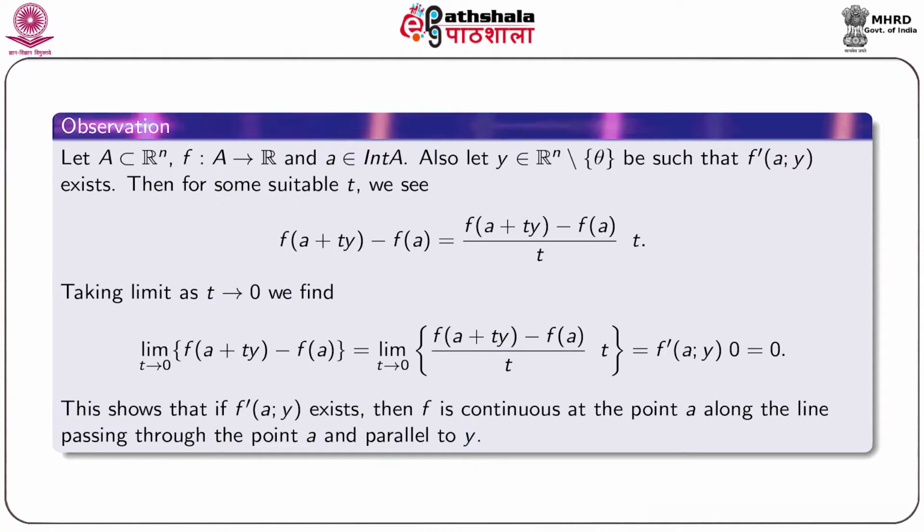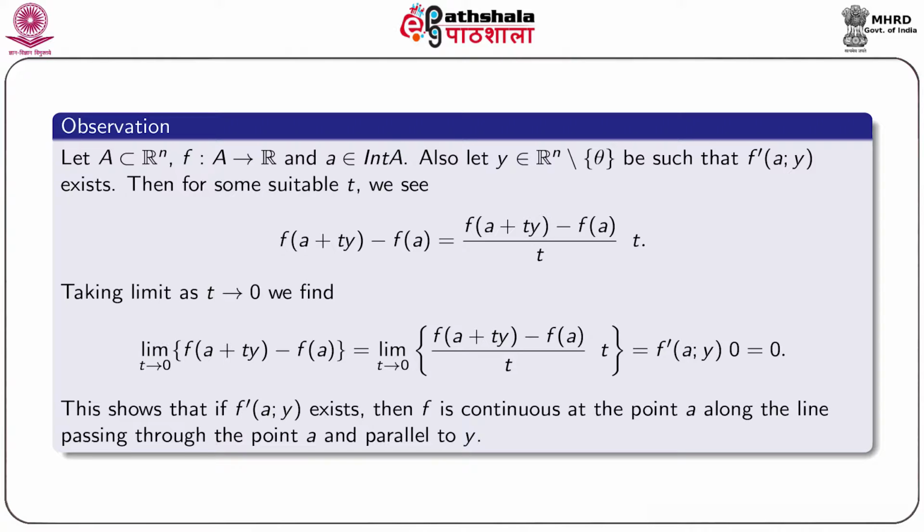Now, an observation. Let A be a subset of R^n, f is a scalar field defined on A, and a is an interior point of the set A. Also, let y be any non-zero vector in R^n such that f'(a; y) exists. Then for any non-zero t, we can write f(a + ty) - f(a) equal to the product of t with the ratio [f(a + ty) - f(a)]/t.